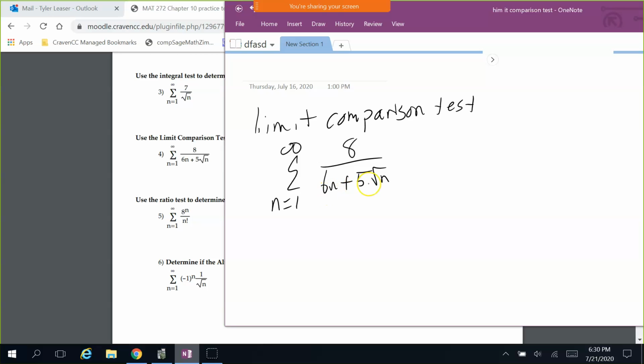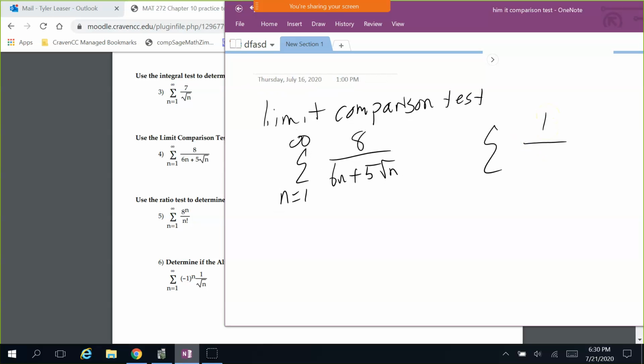So 8 over 6n plus 5 square root n, my numerator doesn't have any n's at all, so I'm just going to let this guess series be a 1 up top, just that constant. In the denominator, I have a linear term, and then I have this square root term. As my n's start going to infinity, this 6n term is going to take over, and then this is just going to go to the wayside. In other words, I can ignore this 5 over root n term and just think of the denominator as being a linear function.